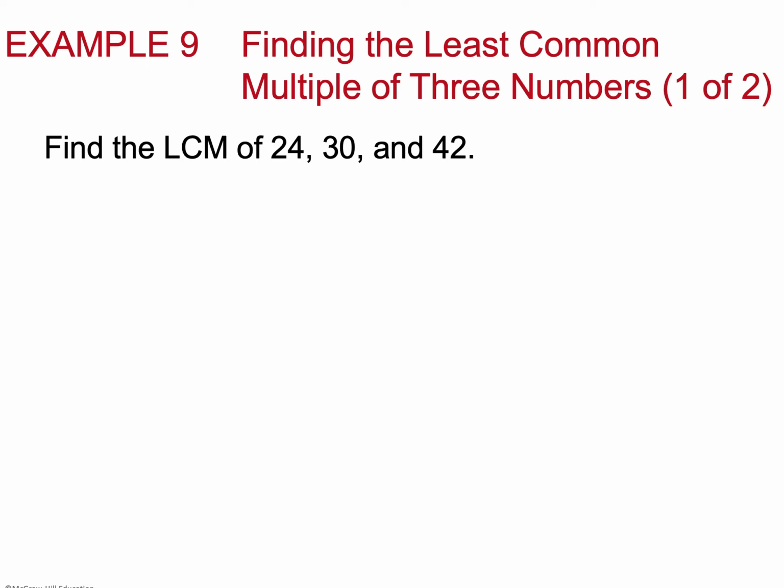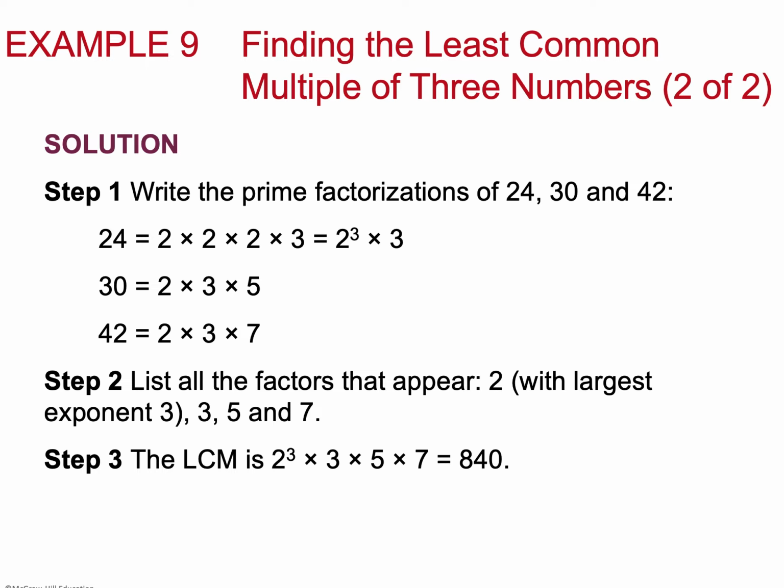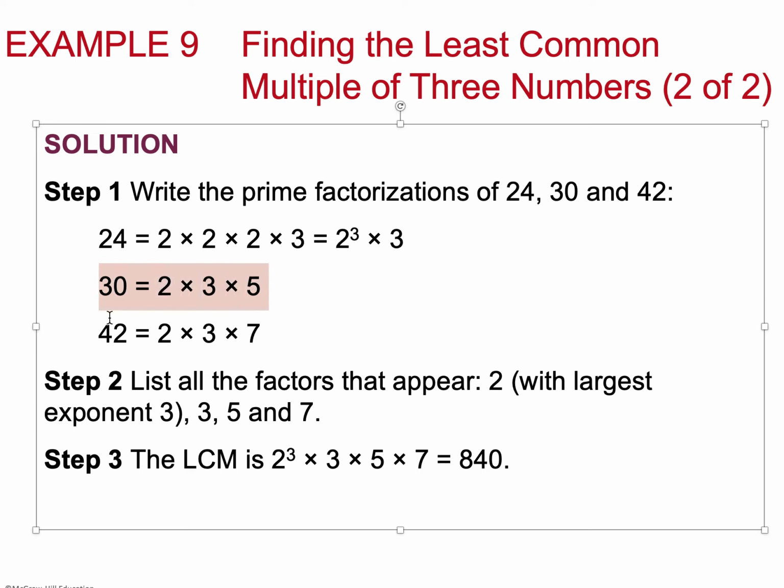So here's an example. I have 3 numbers, 24, 30, and 42. I'm going to do the prime factorization for each. So this is the prime factorization for 30, the prime factorization for 42, and 24. List all the factors that appear together. So I have 2, I have 3, 5, and 7. Because the largest exponent is 3 of 2, I use that value, and then I use 3, 5, and 7, and that gets me to 840, which would have been a very difficult number to get to from the multiple list.